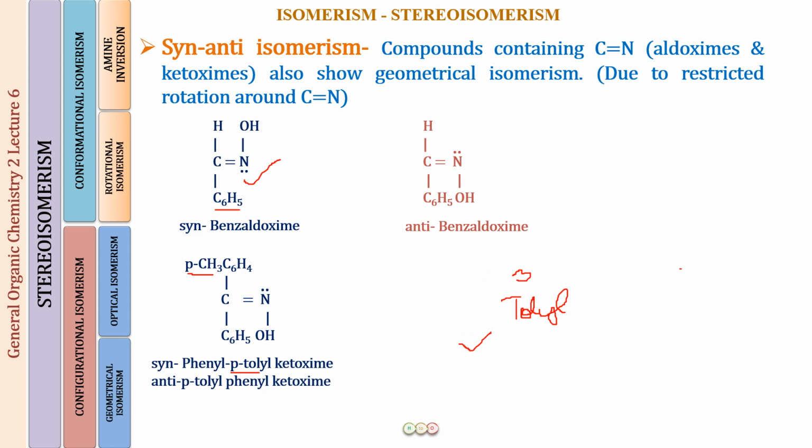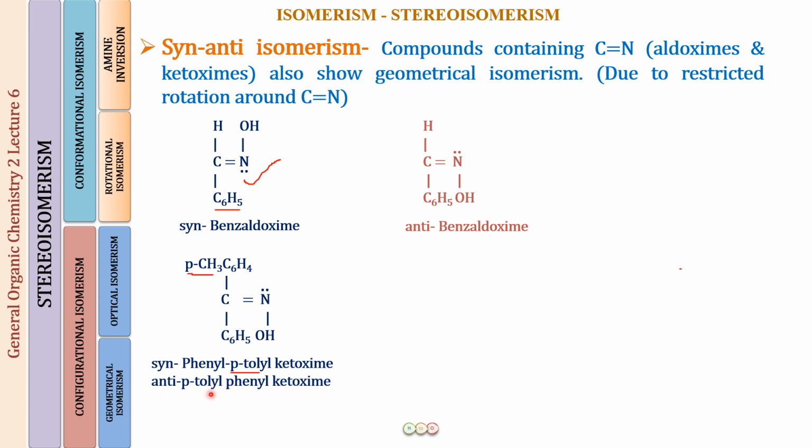Now, to tell whether it is going to be a syn compound or an anti compound, what you can see is that in this structure we have the OH group positioned over here. Now, what you will have to do is see which is the group opposite it and which is the group next to it. So in reference to the para-toluene group, the OH group is present opposite to it. Alright. So we will be calling this anti-para-toluene phenyl ketoxime.